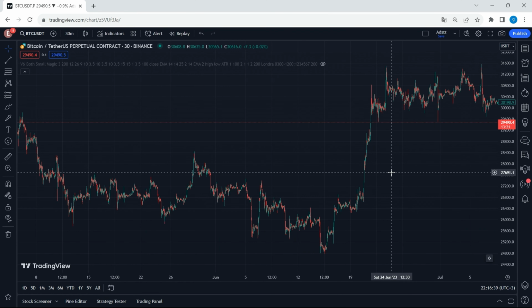I now move on to the description of the system. We will use two indicators in this system. One of these indicators is called MACD and the other is called EMA. Let's open the EMA with the MACD immediately.